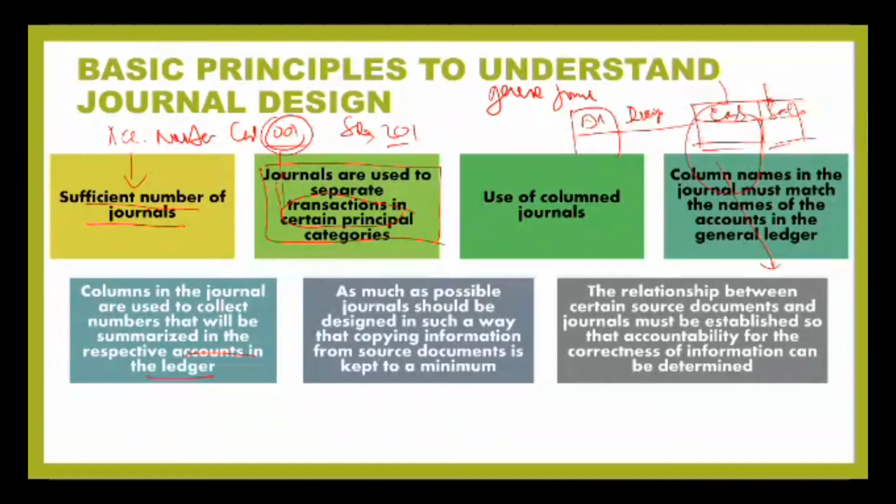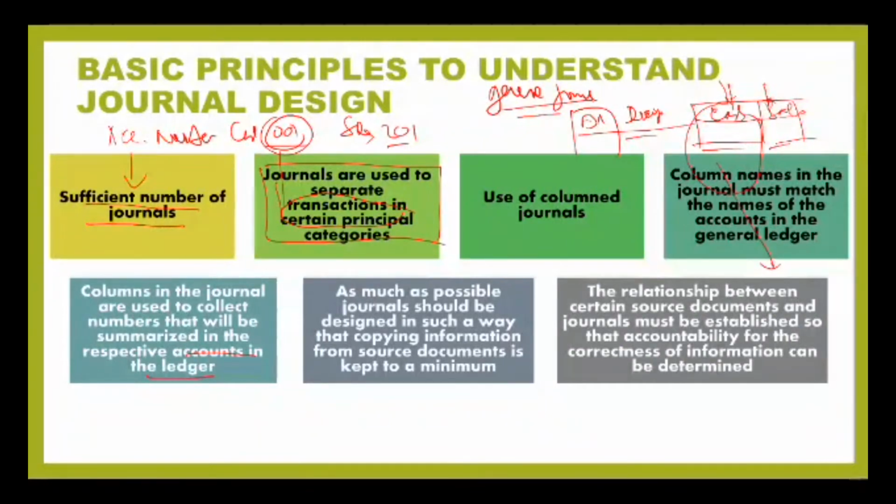Okay, and then as much as possible, journals should be designed in such a way that copying information from source documents is kept to a minimum. It means that if you make a general journal, you have to copy time and time again. Frequently you have to copy each transaction. But if you use the special journal, you don't have to copy it. You just copy the number or sometimes the description, and you don't have to copy the account number and the description of the account number.